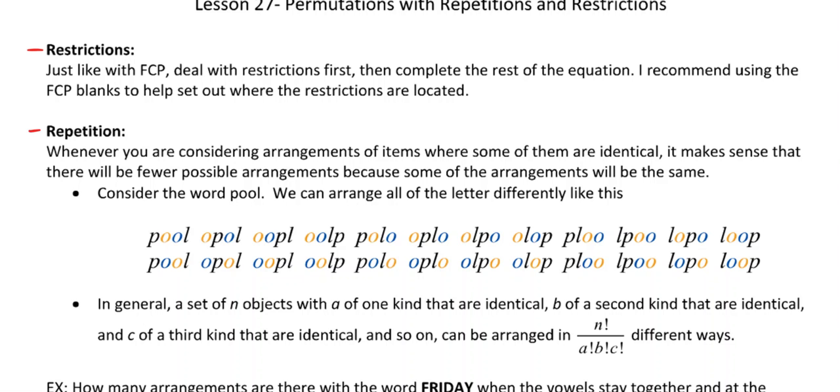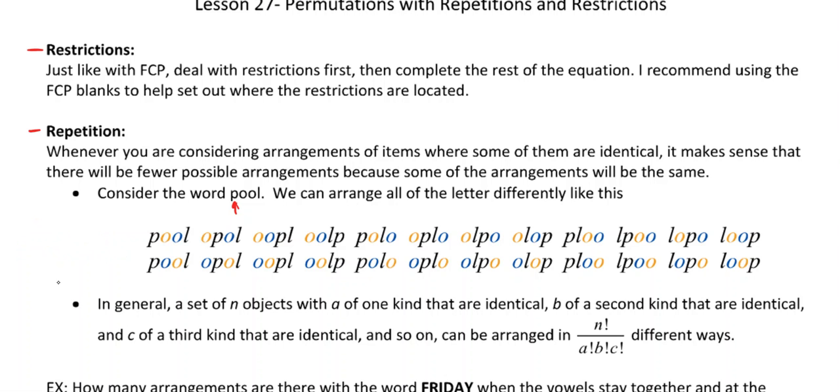So if we take some of the examples that we did in the last lesson, where we consider the word pool, and we say, well, how many ways can we arrange that? If we had four blanks, then typically the way we would do that is we'd say, well, there's four letters, so we go four, and then three, two, and then one. So that's typically how we would handle that.